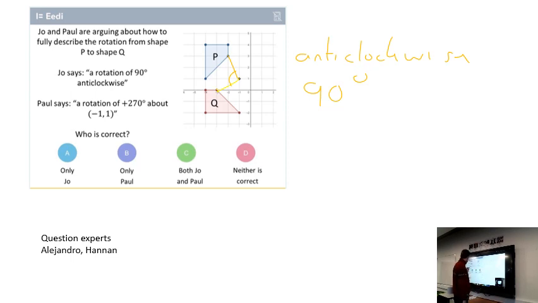Okay, but the thing is here we've got an issue that we don't know if it's rotating clockwise or anti-clockwise. So what direction? Is it anti-clockwise or clockwise? We don't know. Joe says that this is a rotation of 90 degrees anti-clockwise, but it's not very specific. We don't know around which point. Is it around the origin or around a random point? Okay, so it's a bit vague. What is the point of rotation? There are a few pieces of information missing for both Joe and Paul, so we will say that neither is correct.